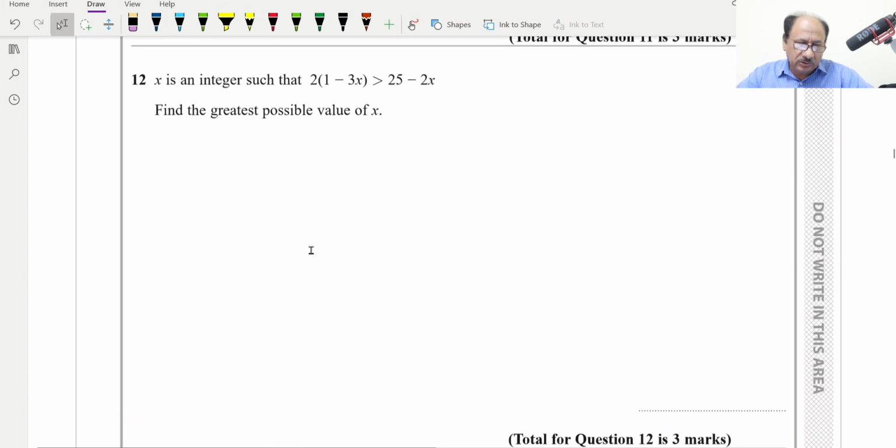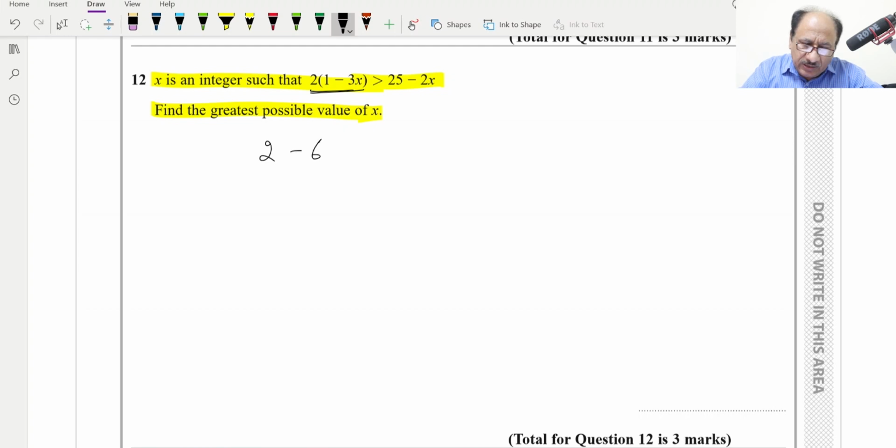Now this one is question number 12. X is an integer and this inequality is given, and find the greatest possible value of x. So we can solve. We will multiply this side. So 2 minus 6x is greater than 25 minus 2x. So x will be shifting on this side, so it will be 6x minus 2x, and constants we can shift to this side, so it will be 2 minus 25.